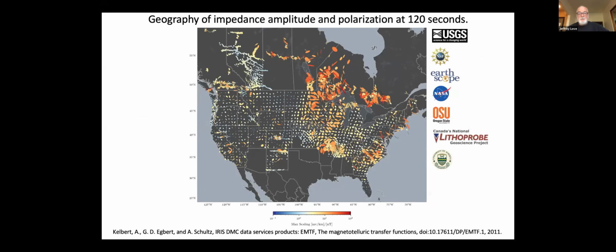That is at 120 seconds, and we've looked at this at other periods, 10 seconds, 1,000 seconds. Qualitatively, the impedances are still high where they are high at 120 seconds and low where they are low. Of course, the amplitude's different, but just for qualitative discussion, focusing here on 120 seconds because, again, we're limited by the 1 minute data that were available during the 1989 storm. That's really the focus.